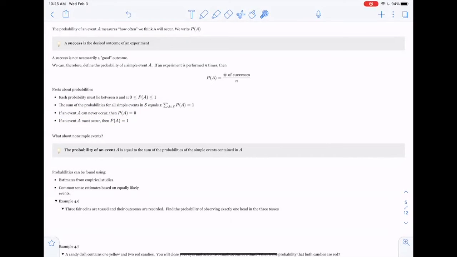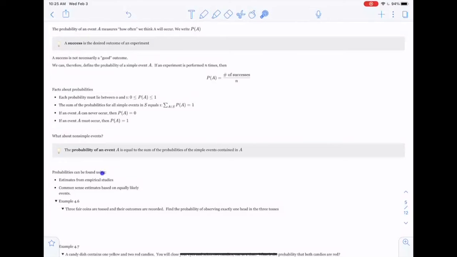And so if we talk about non-simple events, events that are comprised of multiple simple events, we can still think about any event as the sum of its simple events. So the probability of any event A is equal to the sum of the probabilities of these simple events contained in A, right? So every event we talk about, we can break it down into its simple event categories and add up all those simple events. So where do these probabilities come from? How can we find this?